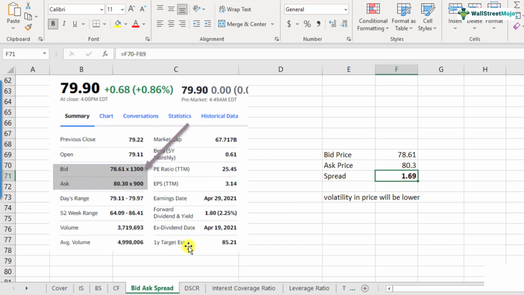The third is that the volume of transactions, of course, because the spread is low, will be higher. You can see here the volume of transactions. This is around 3.7 million. That's a fairly high volume of transactions to look at. What it means essentially is that the lower the bid-ask spread, the lower is the volatility, the higher is the transaction volume, and it is much easier to sell if you are the owner of that stock. I hope you understood what the bid-ask spread is, how you calculate it, and its interpretations.